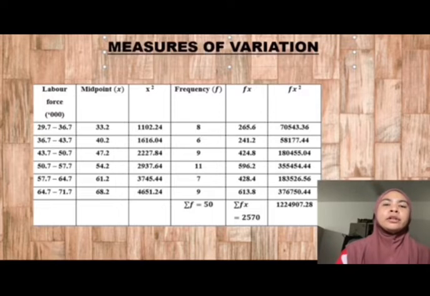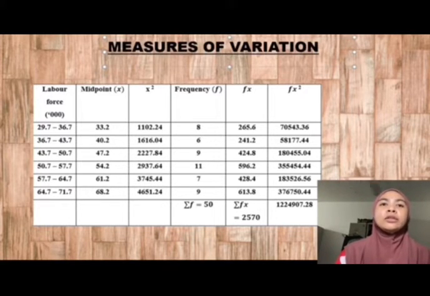I would like to present my part, which is measure of variation. As we know, if we want to find a measure of variation, we need to have the labor force, midpoint x, x square, frequency, fx, and fx square. So the total for frequency is equal to 50, the total for fx equals 2570, and the total for fx square equals 1224907.28.